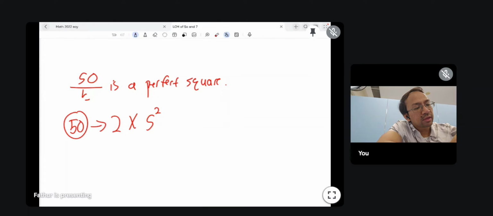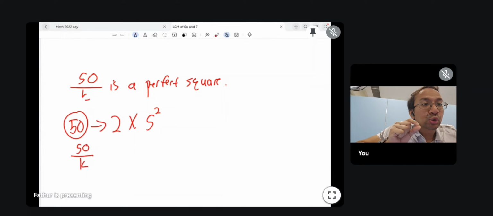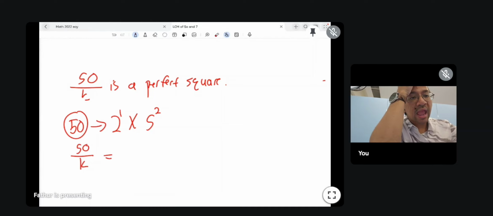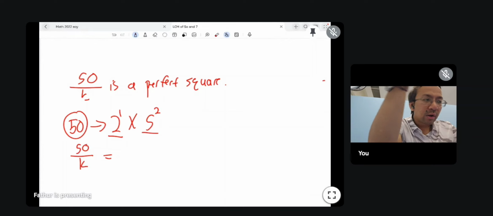Okay? So now if they give you 50 over K, it means you need to take out the power. Take a smaller power, not larger. Take the smaller number. Now analyze the product of its prime factors first: 2 to the power of 1 times 5 to the power of 2. Which one of these is a perfect square? This 5 to the power of 2 is a perfect square, right?